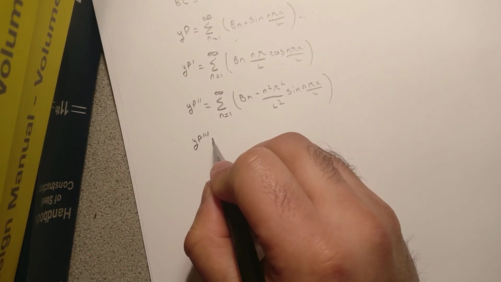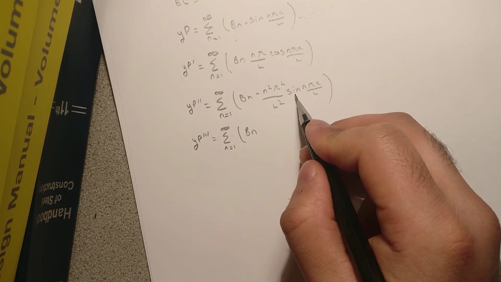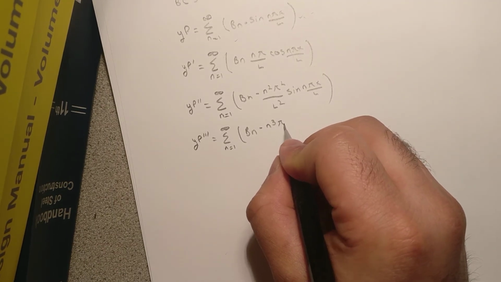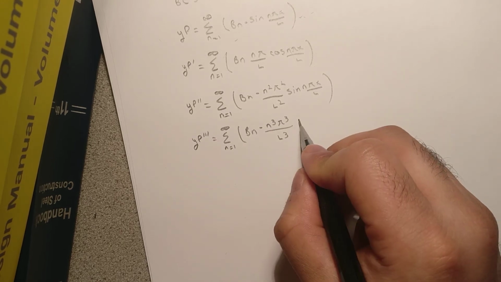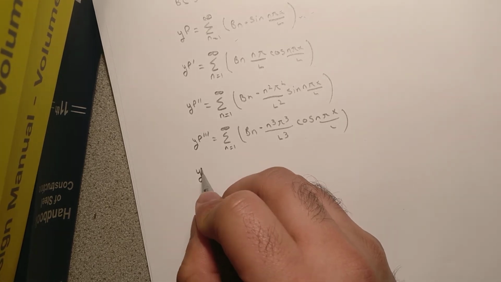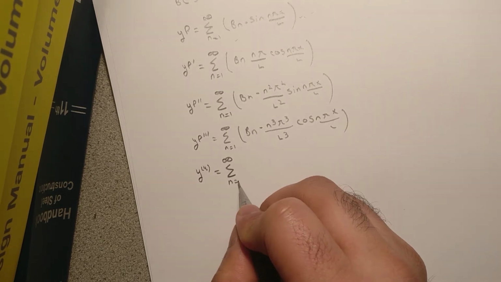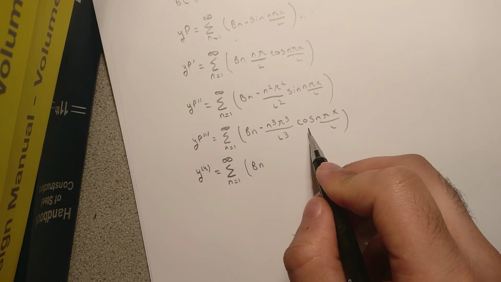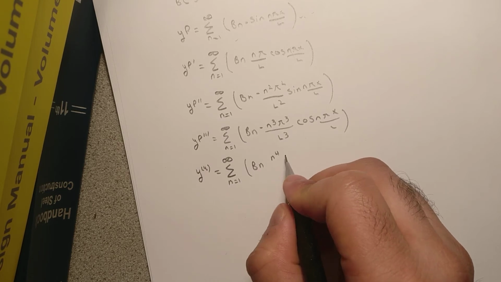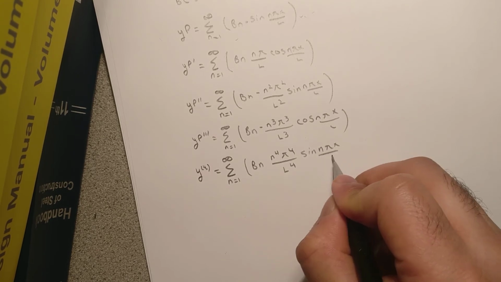Third derivative, infinity n equals 1 bn. The derivative of sine is cosine, so negative n cubed pi cubed over L cubed cosine n pi x over L. Fourth derivative is equal to infinity n equals 1 bn. Derivative of cosine is negative sine, so negative times negative is positive. N to the 4 pi to the 4 over L to the 4 sine n pi x over L.